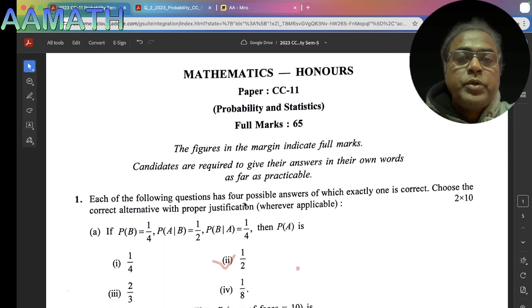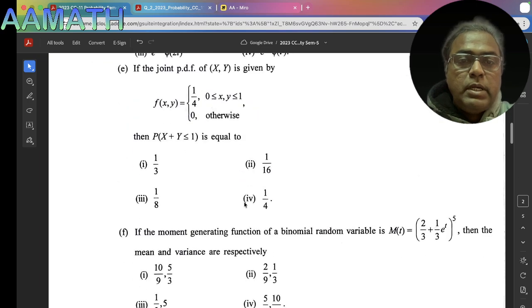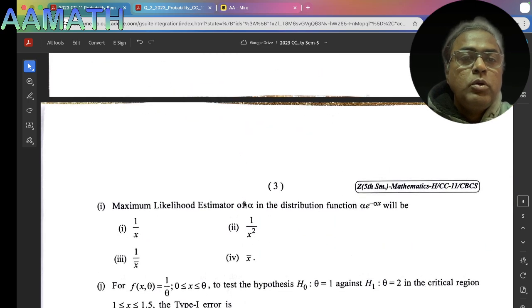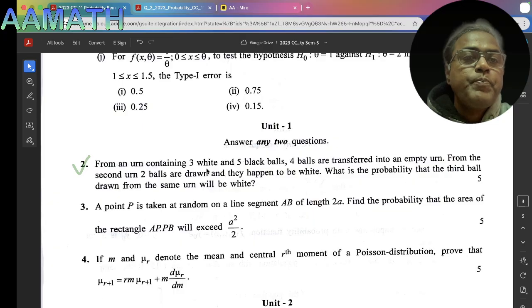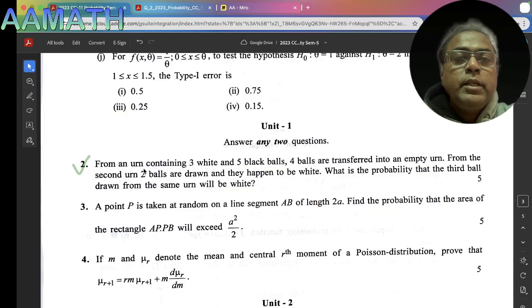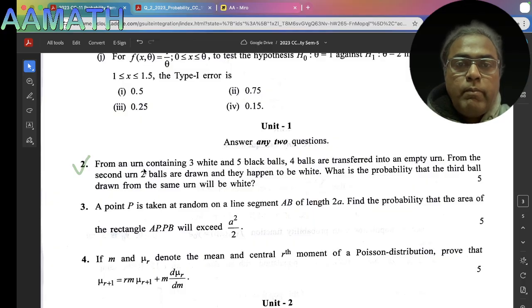Question paper 2023, question number 2, Unit 1. From an urn containing 3 white and 5 black balls, 4 balls are transferred into an empty urn. From the second urn, 2 balls are drawn and they happen to be white. What is the probability that the third ball drawn from the same urn will be white?